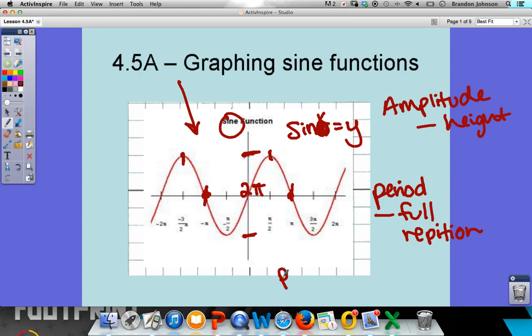Finally, our last word that we're going to look at, and we'll look at these a little bit later, is what's called a phase shift. A phase shift is what changes the graph to the left and to the right. L and R will just stand for left and right. It pushes the graph to the left and right and changes how the graph looks in that way.